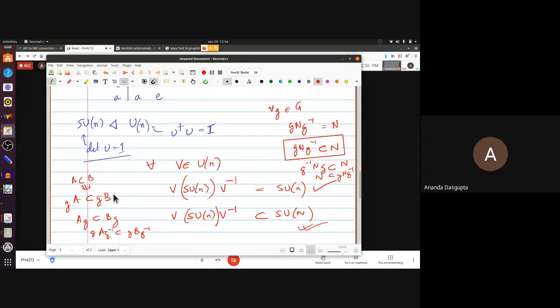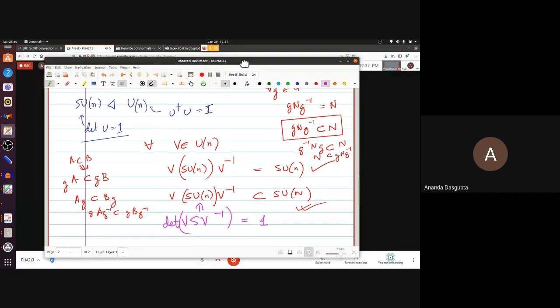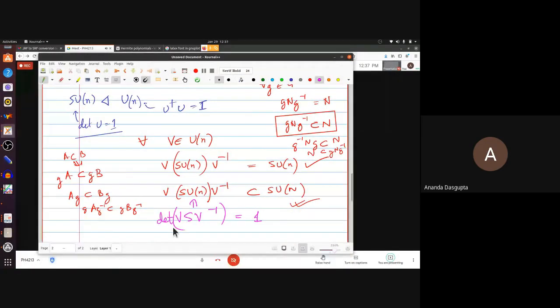Okay, having said that, showing that this is a normal subgroup is trivial because any matrix which belongs to the left-hand side here has to be of the form V S V inverse, where S belongs to SU(N). If you take the determinant of this, it's trivial to show that it is determinant of V times determinant of S times determinant of V inverse. And determinant of S being 1, you simply get 1. So the determinant of V S V inverse is 1.